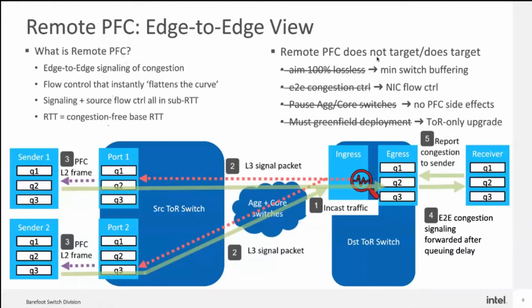Now, at the same time, we are not trying to completely replace PFC, so we cannot provide a guarantee that we won't drop packets. However, the system is designed in a way that it keeps the buffer utilization low at all times. We get rid of the PFC side effects. And the nice thing here is that, as I mentioned before, it doesn't require any changes on the NIC side or in the core network. The only thing is we need to support the remote PFC on the top of rack switch level. For example, using a Tofino 2 switch. So this is the end-to-end view.